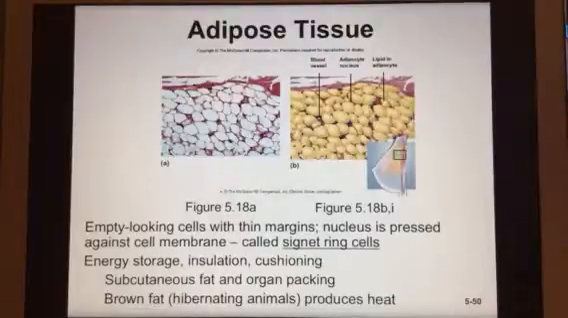And on the left is what you will see in the lab if it's stained. Sometimes adipose tissue slides are not stained so darkly, and it may look very, very faint. So the boundaries between each cell may look very faint. It might not look as dark as this one. So they are empty looking cells with very thin margins, so they're kind of packed in close together. And the nucleus is up against each cell membrane. It's not in the middle where you would expect it to be. Again, energy storage, insulation, and cushioning.